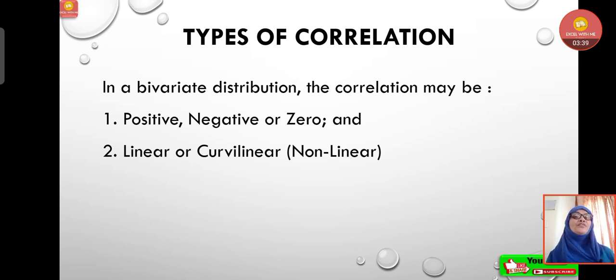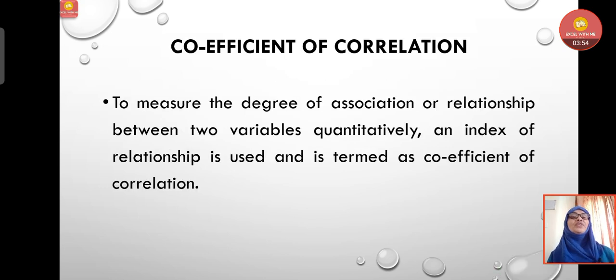Now, what are the types of correlation? In a bivariate distribution, the correlation may be, one, positive, negative, or zero, and the second one, linear or curvilinear, that is non-linear. So these are the two types of correlation.